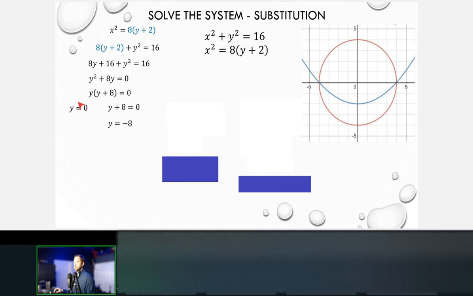All right, so let's go ahead and plug these numbers into one of my equations. Which one did you all use?